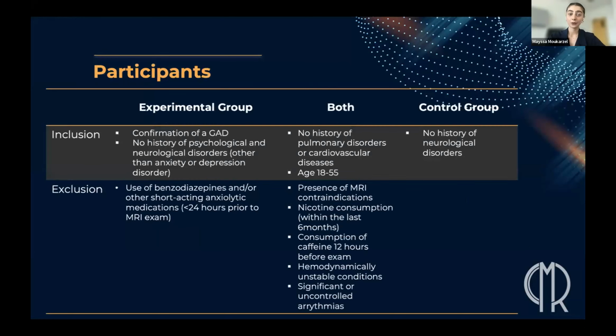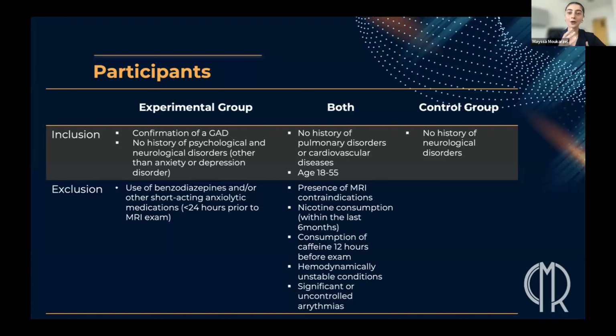As per the inclusion criteria, of course, we have to have a confirmation of GAD by a professional practitioner, and no history of other psychological disorder. The patient will be excluded if they use any short-acting anxiolytic medication 24 hours prior to their exam, because it has been shown to affect vasculature. Now, for both healthy and experimental groups, they have to be non-smokers, between 18 and 55 years old, with no history of pulmonary and cardiovascular disease, and no MRI contraindication.